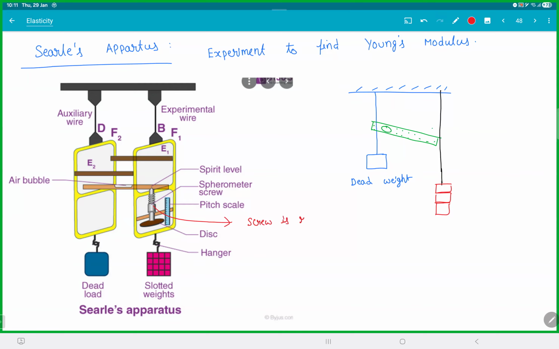When you rotate, the screw goes up. So there is a screw here which is supporting this thing, and you start rotating the screw. So when you rotate the screw, this thing goes up. This is your delta L, or your elongation. So you have to keep rotating the screw till the spirit bubble becomes horizontal again. Screw is rotated till the spirit level becomes horizontal.